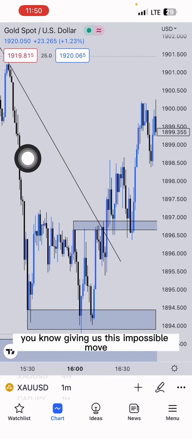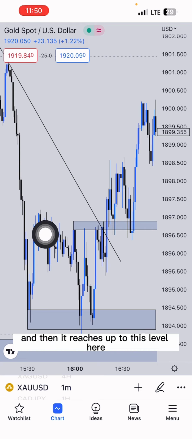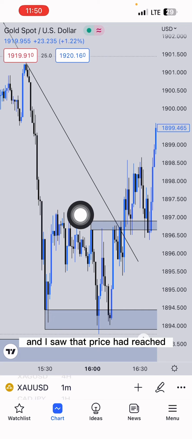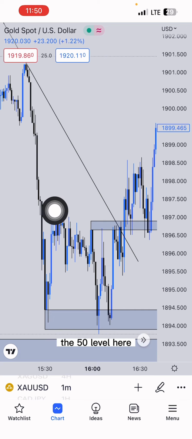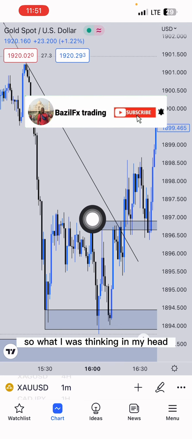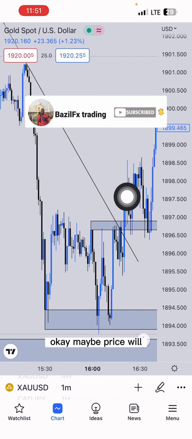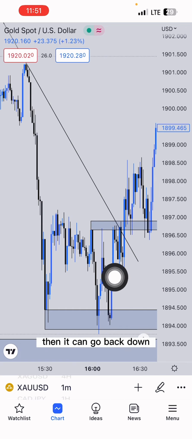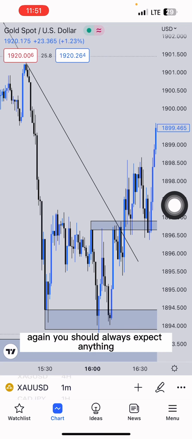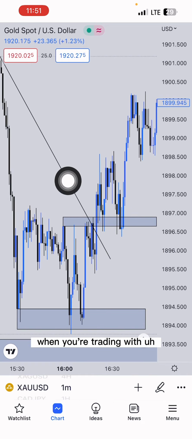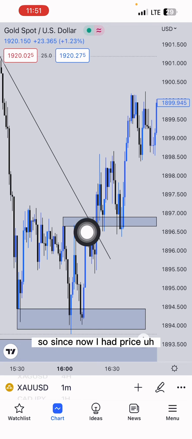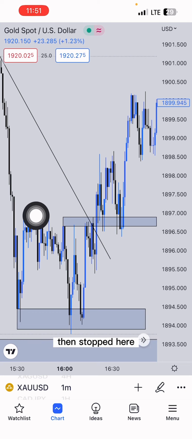First of all, price gave us this impulsive move, and then it retraced up to this level here. So I applied my Fibonacci from here to here, and I saw that price reached the 38 level and didn't go past this level right here. So what I was thinking in my head was, okay, maybe price can push back up to the 50 level, then it can go back down since we have a trend line here. But again, you should always expect anything when you're trading on small time frames.